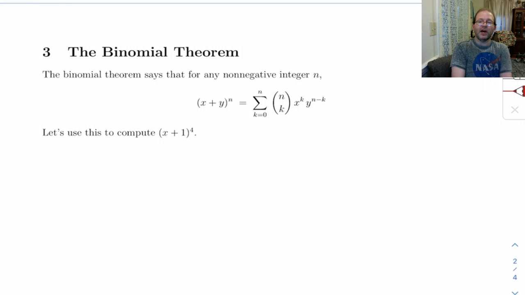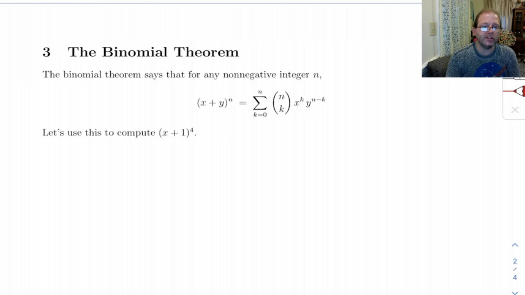All right, now let's look at the binomial theorem. The binomial theorem says that for any non-negative integer n, if we want to compute (x + y) raised to the n power, then what we get is the sum of n choose k times x to the k times y to the n minus k, and we do that for each value of k from 0 up to n.